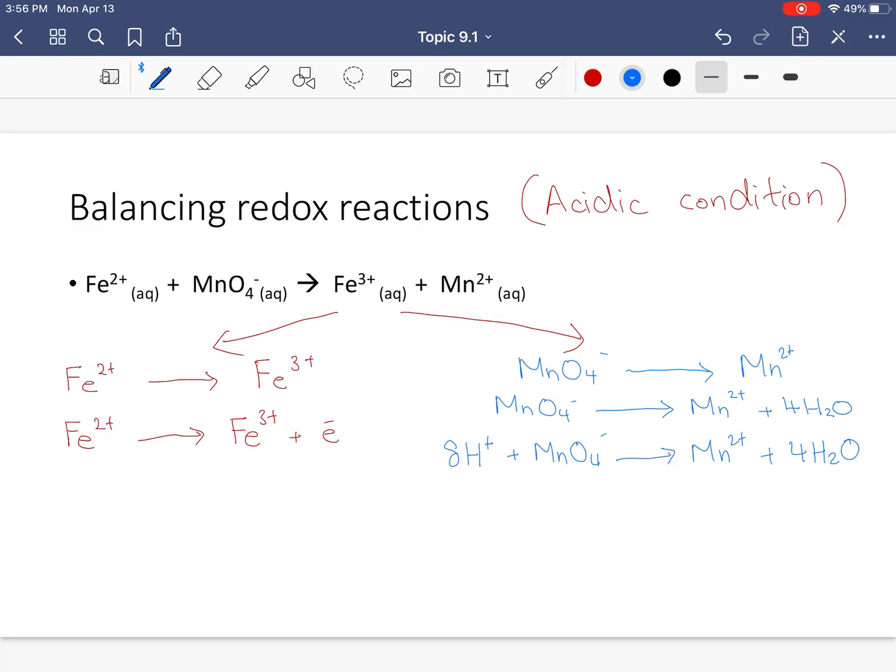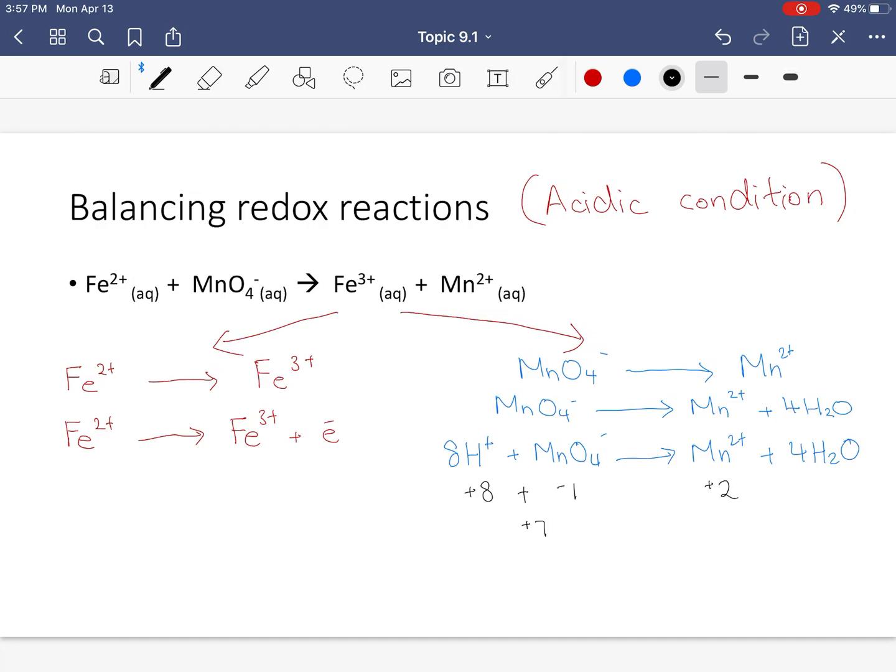Now, what you need to do right now is make sure the charges are balanced. Take a look at the charge here. There is 8 pluses. You see how I wrote +8 there? Because there's 8 hydrogen ions. 8 pluses. There is 1 minus. MnO4 is 1 minus. The sum of the charge on the left side is +7, because 8 minus 1 is 7.